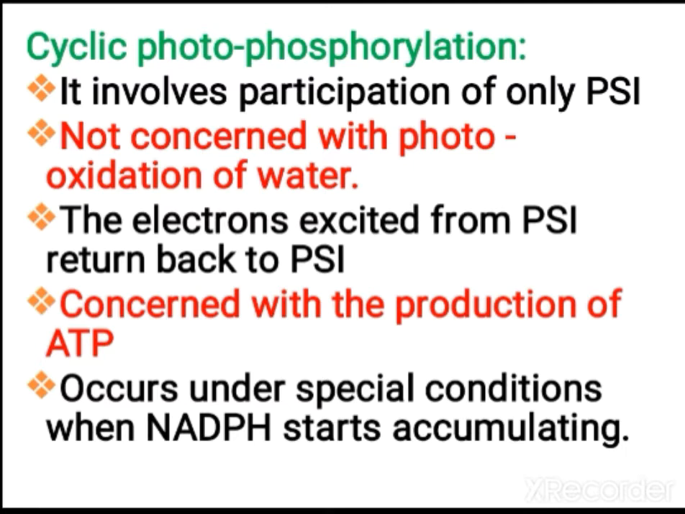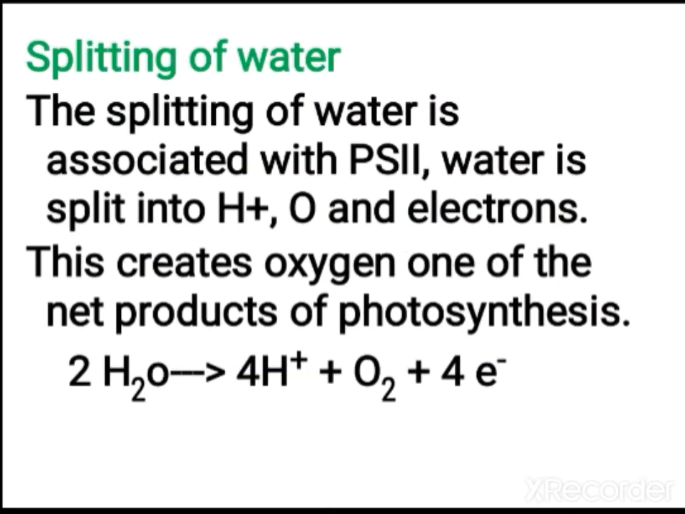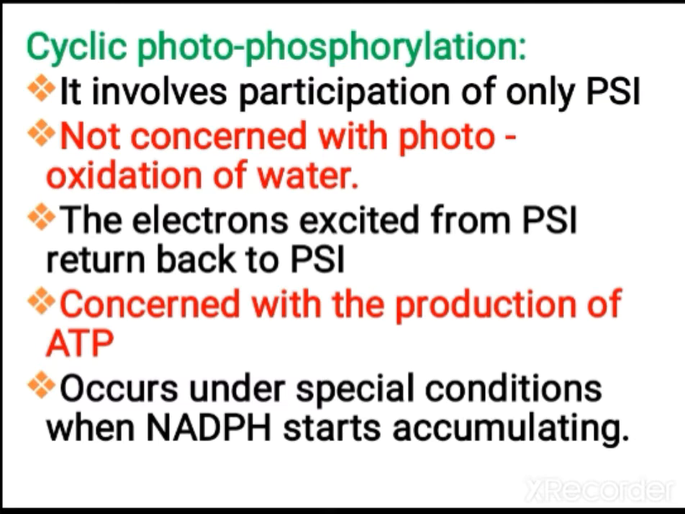First let us study the photosystem 1 involved phosphorylation, that is cyclic phosphorylation. It is not concerned with photooxidation of water. The electrons excited from PS1 will be returned back to PS1 itself. It is concerned with the production of ATP only, that you have to remember.